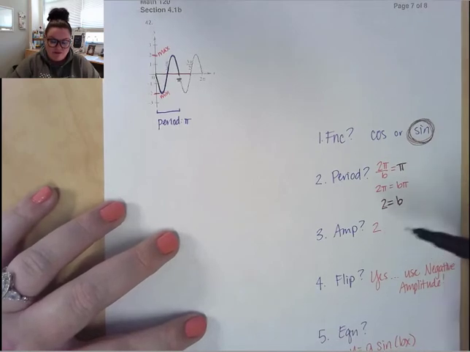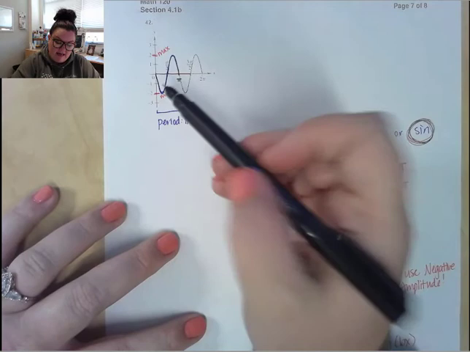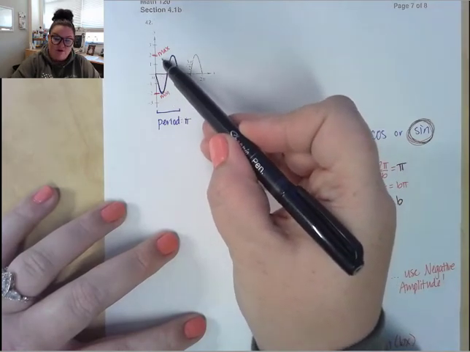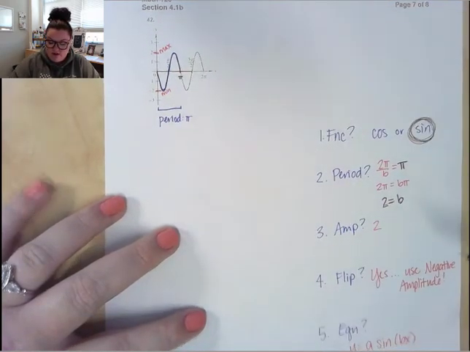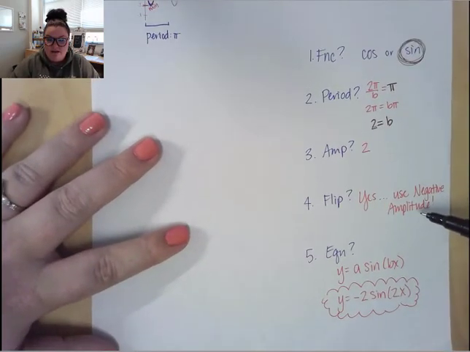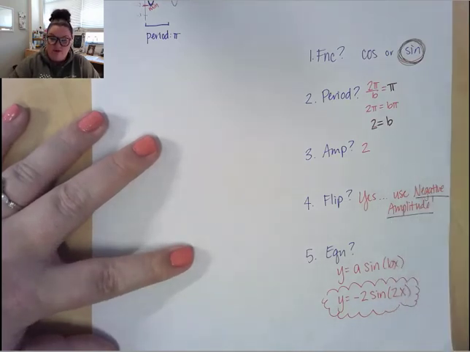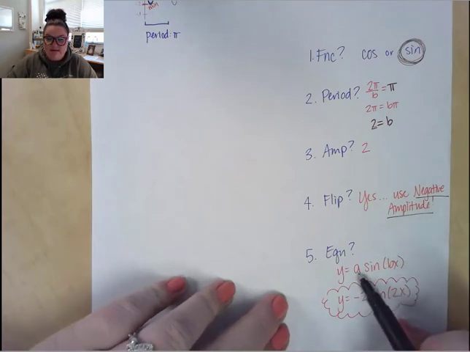And then we need to determine, has this been flipped? And obviously here it has, because sine normally starts at 0, right? 0 sin, and then it increases. So the fact here that it starts at 0 and decreases, we know that yes, it has been flipped, which tells me that we're going to use a negative amplitude, right? Or my number out front is going to be negative.